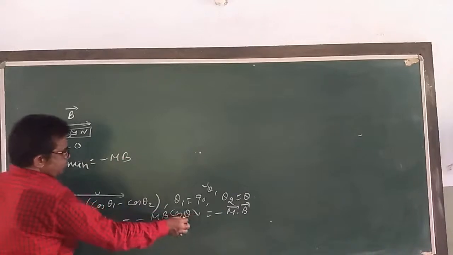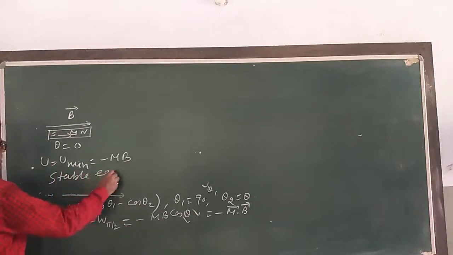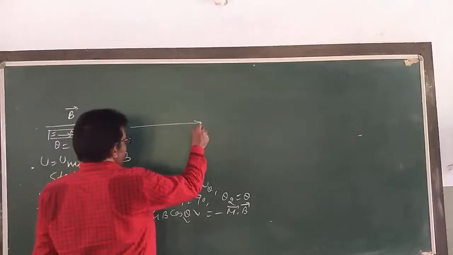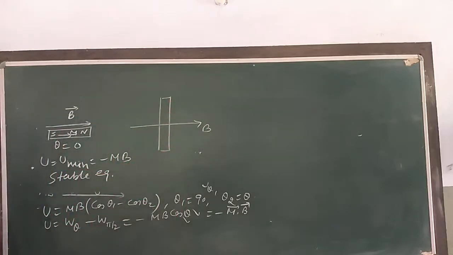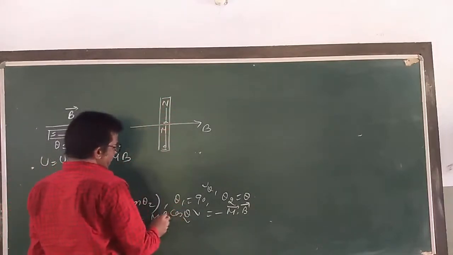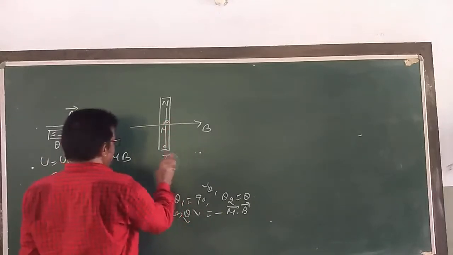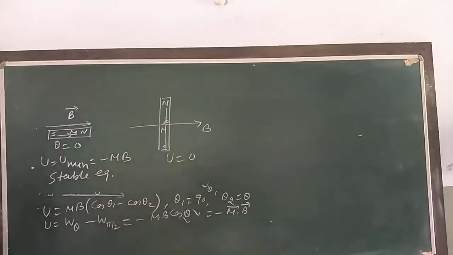Put it here, cos 0 becomes 1. This is called stable equilibrium. But if the magnetic field is in this direction and the bar magnet is in this direction, the angle between both of them is 90 degrees. Here is the magnetic moment. The angle between M and B is 90 degrees. Cos 90 is 0. So what is the potential energy here? U is 0.